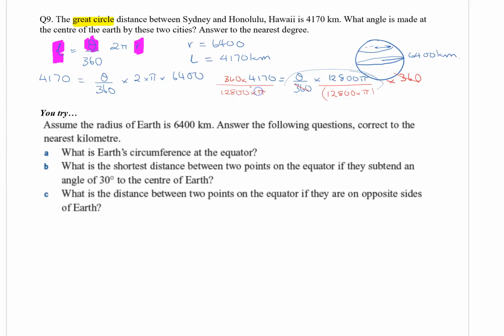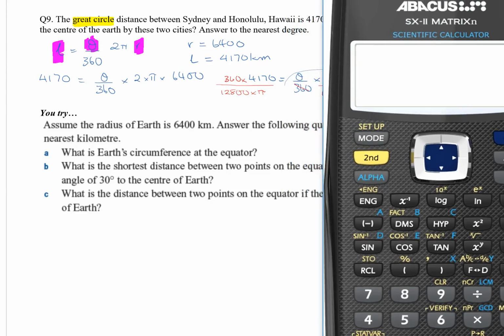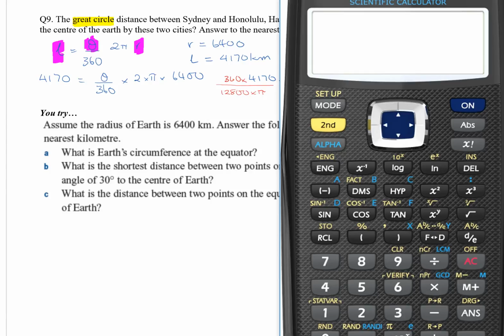12800 times pi. Now, what the markers have told us is that students get this far, then they don't use their calculator correctly. And that is why we've gone to the new calculator. So with the new calculator, I think we can just squeeze it in there. We want a fraction. Turn it on. And get our fraction. On the top, we want 360 multiplied by 4170. Move to the bottom of your fraction.